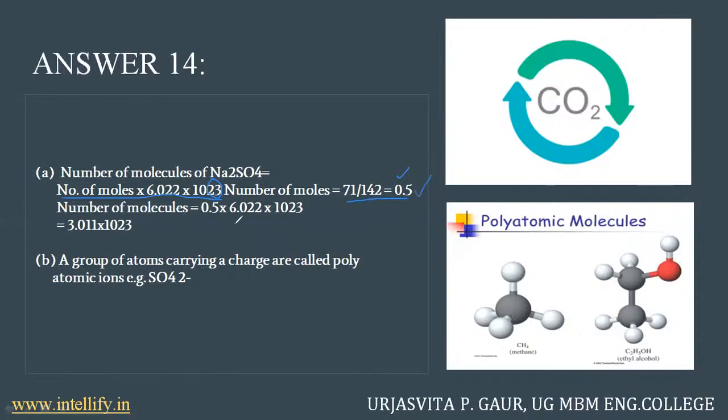So the number of molecules will be 0.5 into the Avogadro number, 6.02 into 10 to the power 23, and this gives you 3.011 into 10 to the power 23. And in the B part, it says a group of atoms carrying a charge are called polyatomic ions. A group of atoms, basically like this, as you can see, this is a polyatomic ion. How polyatomic? Because it has a number of atoms, right?